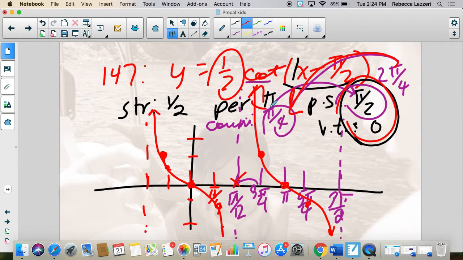The period's pi. You always divide it into 4 equal parts. Period is pi. How did you get the period to be pi? Tan and cotan, period's pi over b. Okay, thank you. If it's positive, it always goes up on the left first.